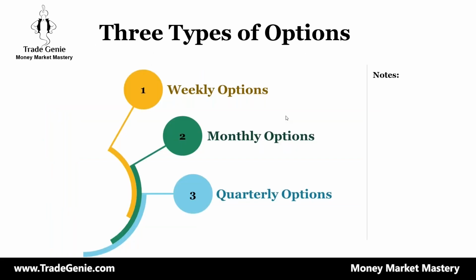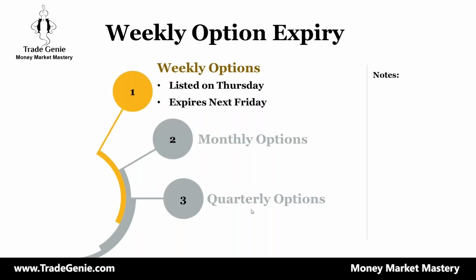Now there are three types of options. One is called weekly options. They expire on a weekly basis. One is called monthly options. They expire on the third Friday of every month. And then there is a quarterly option. So there are three kinds of options. And then there is a LEAP option. I'll explain one by one.